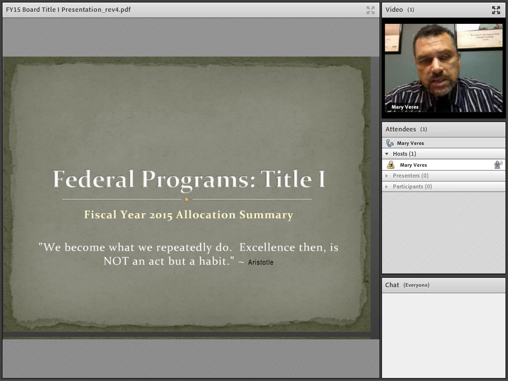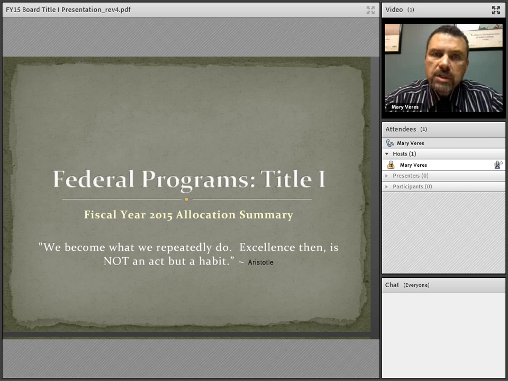As this first slide indicates, the department that I'm in, which is the Department of Federal Programs, has a motto. And that mantra is, we become what we repeatedly do. Excellence, then, is not an act, but a habit. And that's very important, especially in a department like ours, in which we are dealing with approximately $14 million worth of federal and some state program monies. We need to assure, and we have a dedication to our students, that because the students have generated the money, it is our duty to make sure that it's spent in the most appropriate way so that they can have increased opportunities for learning.